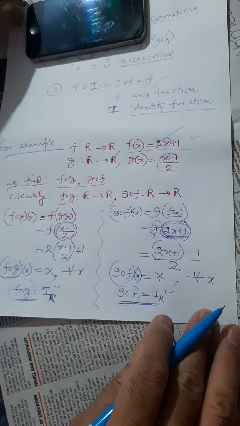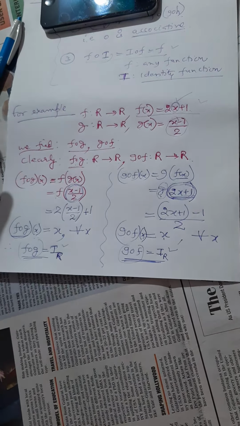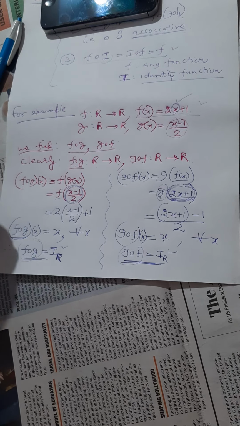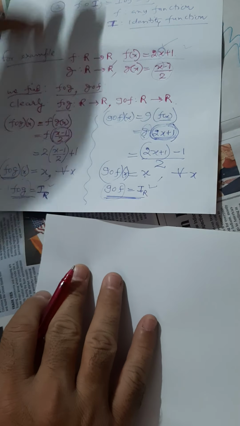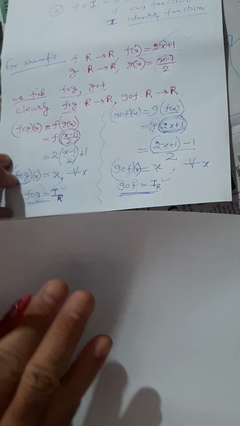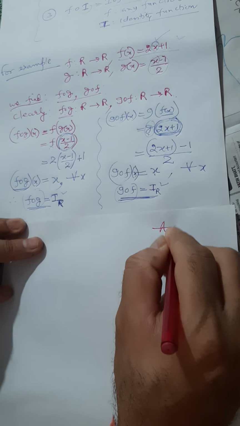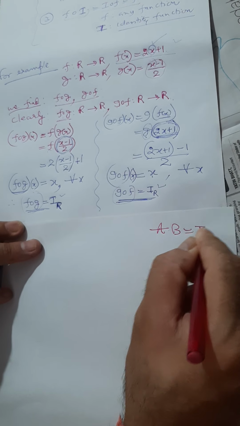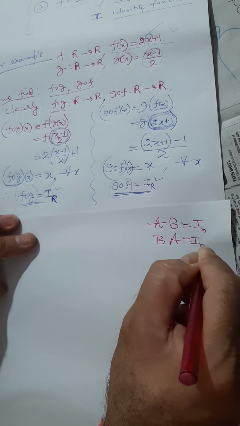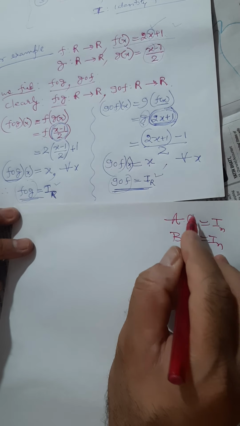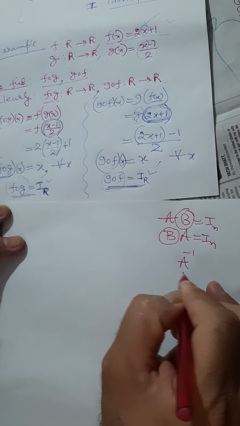Now you recall matrices. If I recall matrices, if you remember, for given matrix A, if there is a matrix B, if A into B equals to In, and reverse, B into A is also In, then this B is called inverse of A, if you remember, and we used to write this.